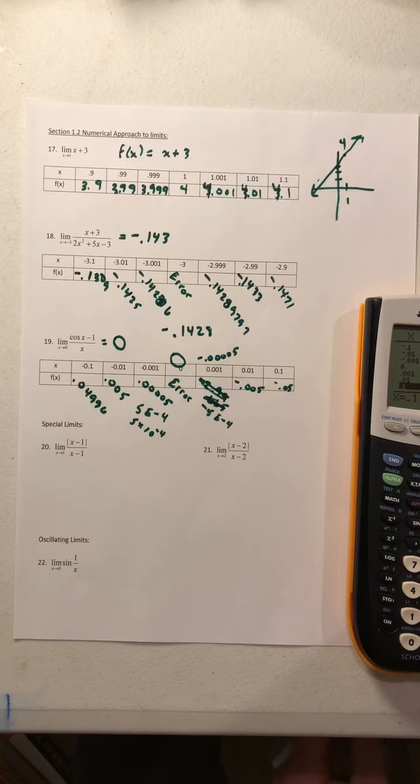And we'll talk about this one a little more as we get into the analytical part of it. But hopefully that table makes sense to us. The last thing I want to talk about today is a couple of special limits and an oscillating limit.